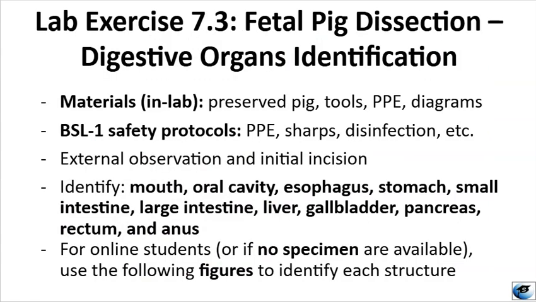For lab exercise 7.3, this is a fetal pig dissection, and this is for in-lab students only, but you should still be able to, if you're an online student, identify these structures and the figures that are to follow. You'll want to be able to identify the mouth, oral cavity, esophagus, stomach, small intestine, large intestine, liver, gallbladder, pancreas, rectum, and anus.